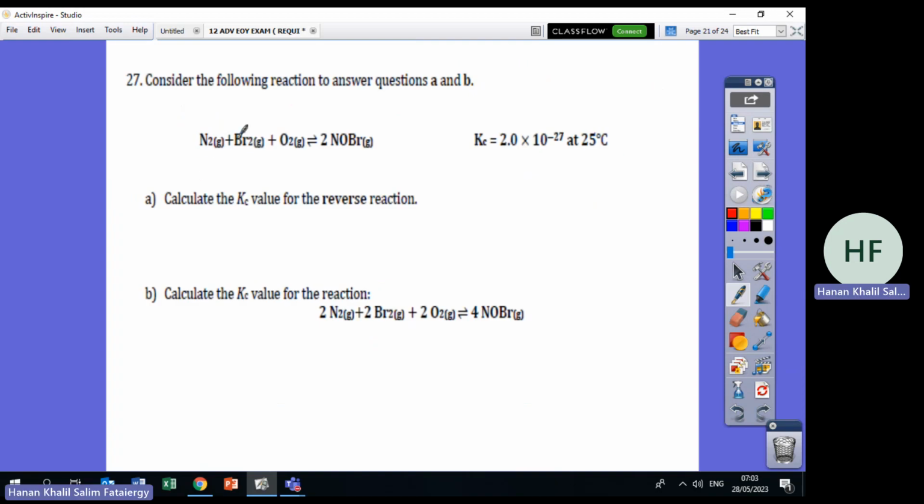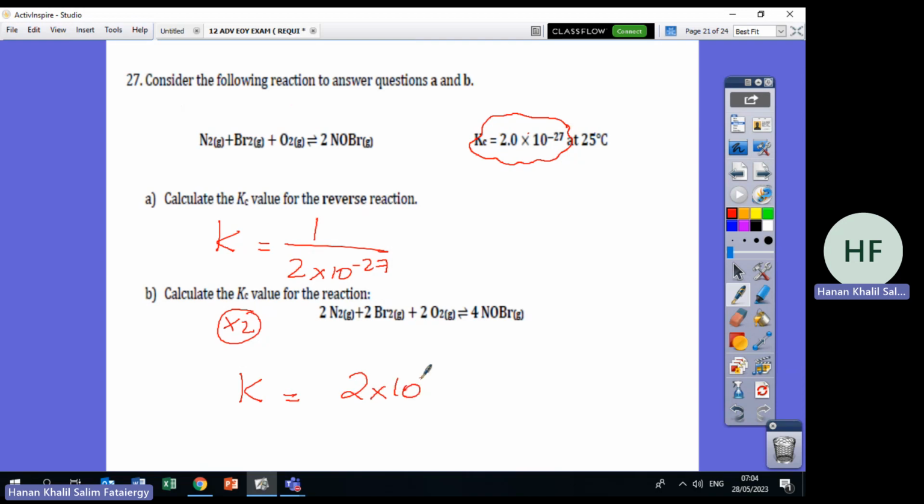Okay, let's do this question. You have this reaction and you have K is 2 times 10 to the minus 27. Calculate K for the reverse reaction. And if we reverse the reaction, what happens to K? You reverse K. It will be 1 over 2 times 10 to the minus 27. Okay. Now calculate K for the reaction. If you look here, what did we do here? We multiplied the reaction by 2. We took this reaction, we multiplied it by 2, you get this. What happens to the K? It will be the old K, 2 times 10 to the minus 27, power 2.